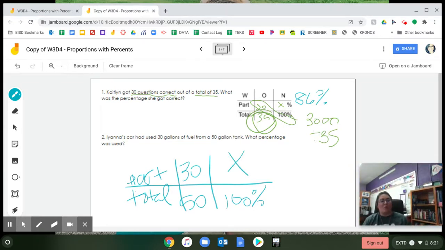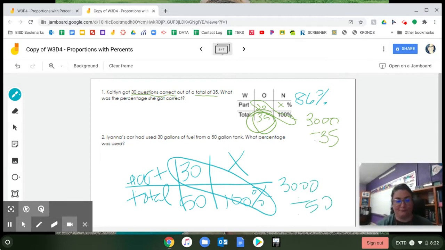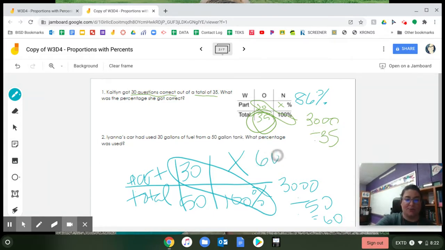So we want to know what percentage was used. So again, we're going to cross multiply 30 times 100, which we already know is 3,000. Divide that by 50. And when I just solve that in my calculator, I get 60. And in my problem, what that represents is she used 60% of her gasoline in her tank.